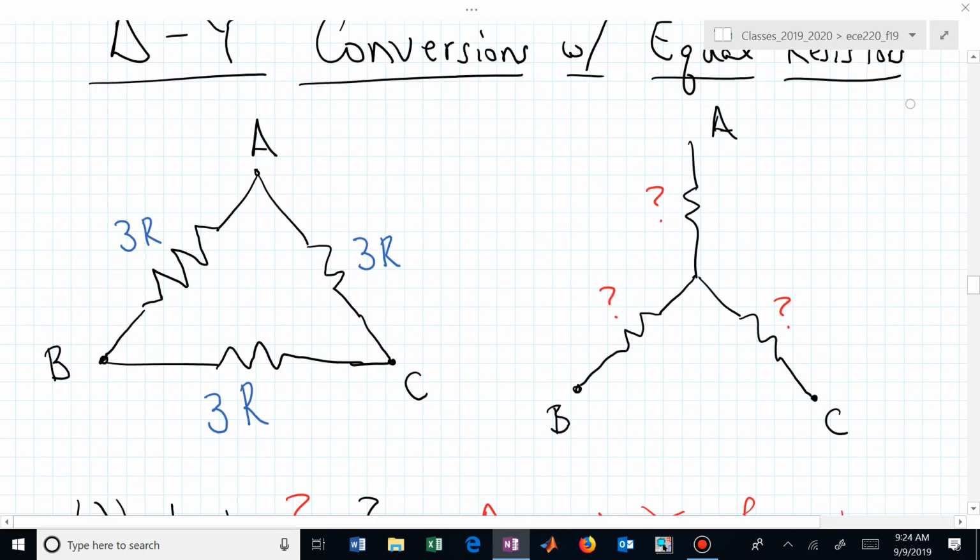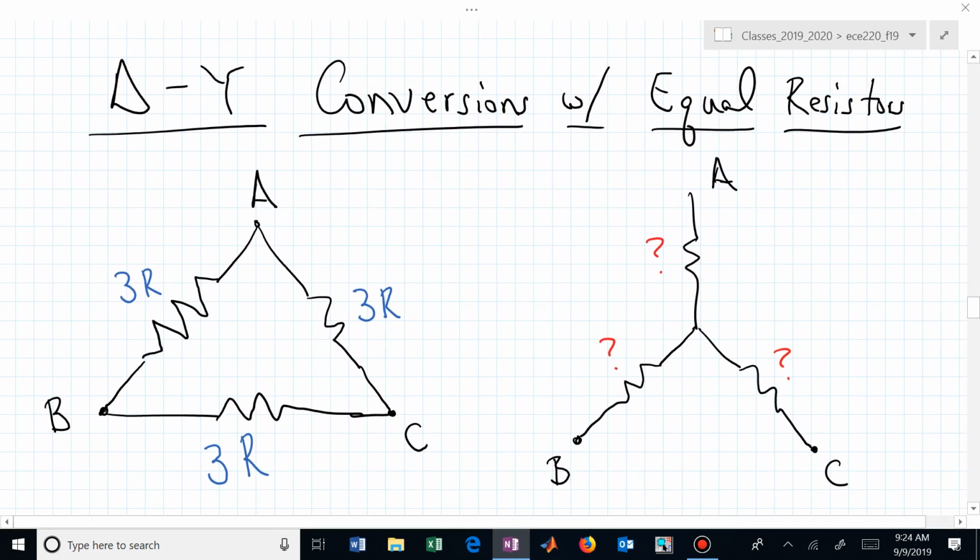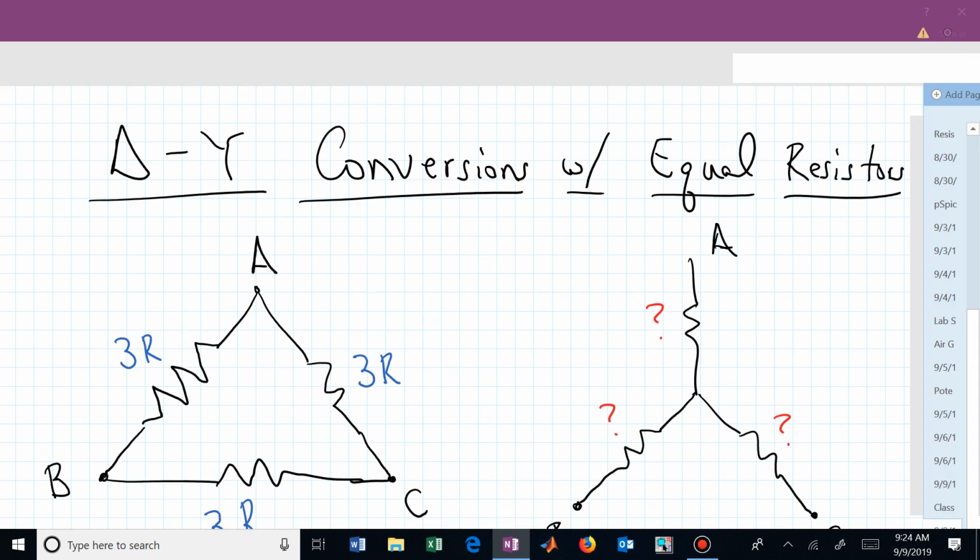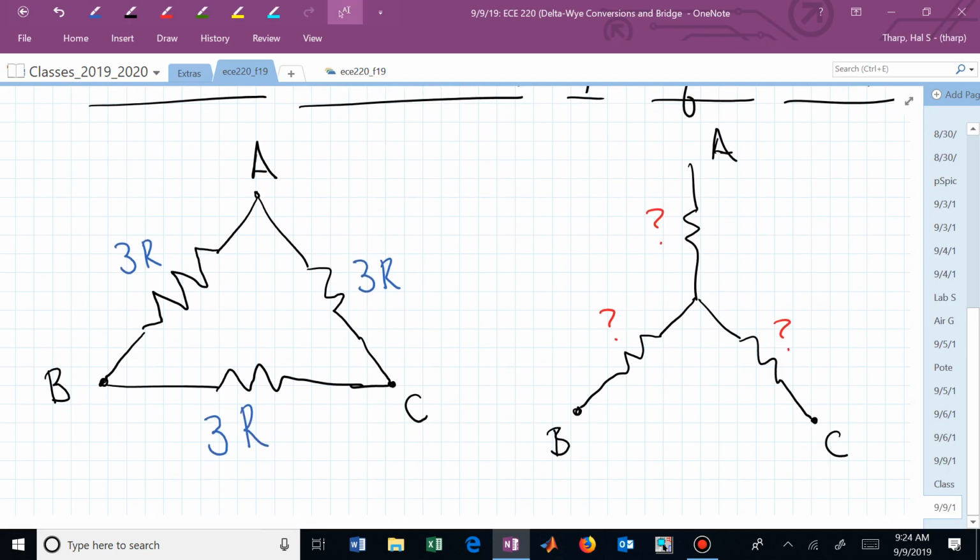So now let's use that if somebody gives us equal resistors. Let's just start with the delta and find what these resistors need to be in the Y. If all of our R sub A, R sub B, and R sub C are the same, we really don't need to label these, but you could say this is R sub C, this is R sub B, and this is R sub A. But they're all the same, so it really doesn't matter.